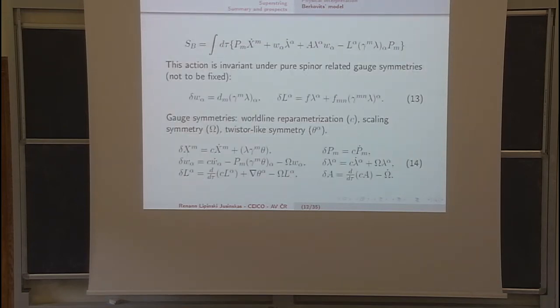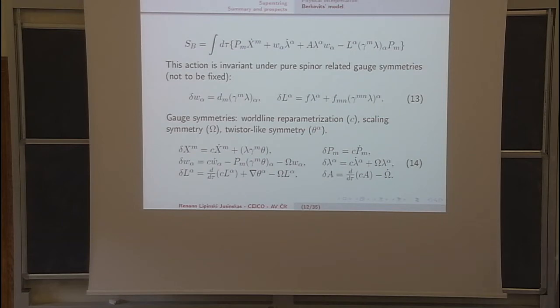So what do I have here? So this is the action again. Because of this constraint, lambda gamma m lambda equals zero, the action has these extra gauge symmetries. But they kind of play a special role. They are not to be gauge fixed. So there is this redundancy of these operators. For example, this one is very simple to understand. If you change L alpha by any function times lambda alpha, this will automatically vanish, right? So it's one of these pure spinor gauge symmetries.